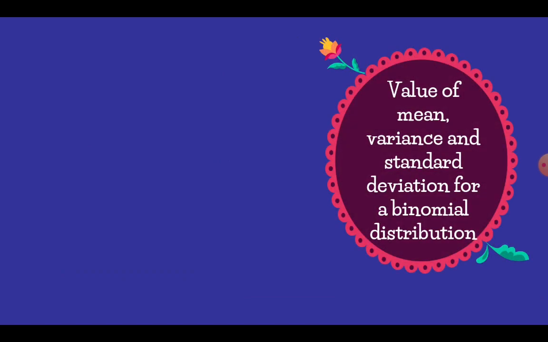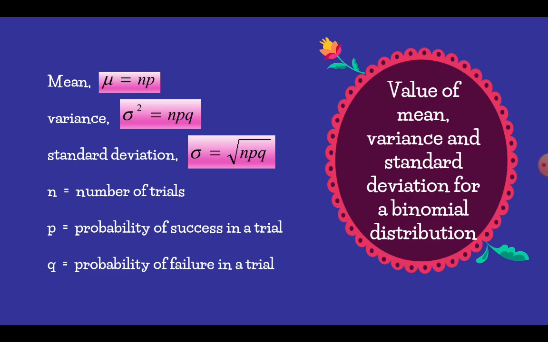Value of mean, variance, and standard deviation for a binomial distribution. The mean in a binomial distribution is NP. The variance is the product NPQ. And the standard deviation is the square root of the product NPQ, in which N is the number of trials, P is the probability of success in a trial, and Q is the probability of failure in a trial.